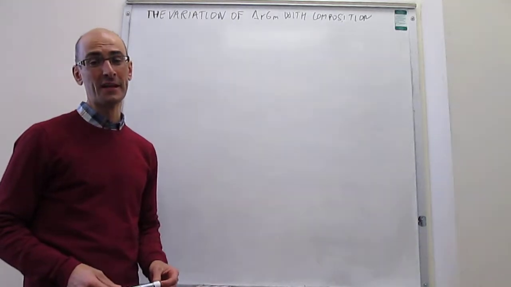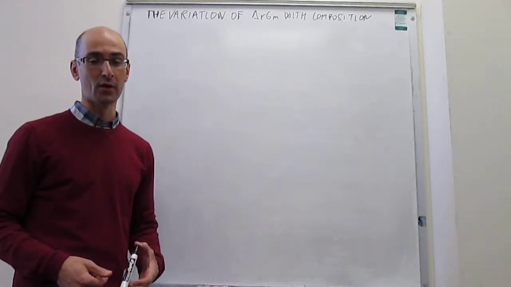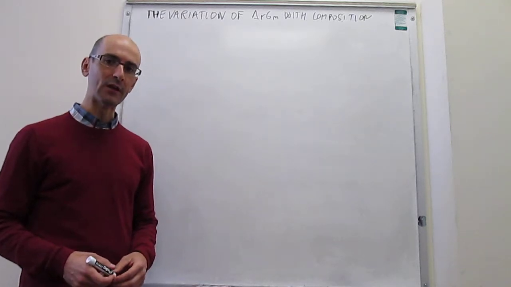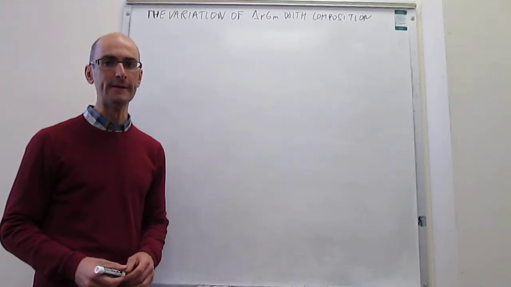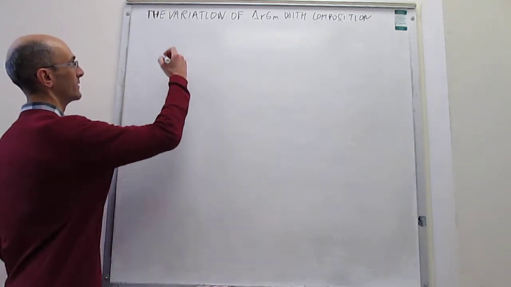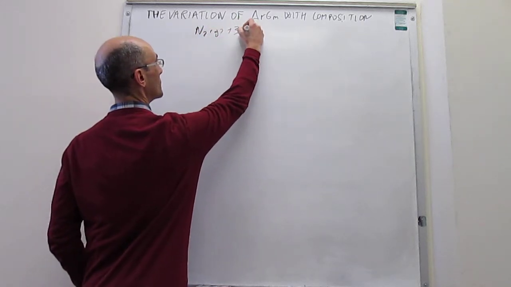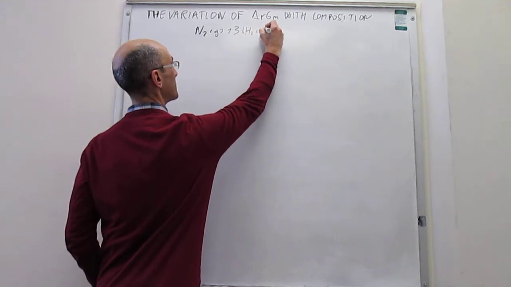In this video, we examine how the Gibbs energy of a reaction changes with the composition of the reaction. Let's think about a very simple chemical reaction in the gas phase, which would be the synthesis of ammonia from nitrogen and hydrogen. Nitrogen reacts with 3 moles of hydrogen to generate 2 moles of ammonia.